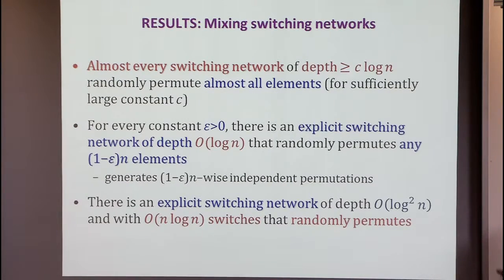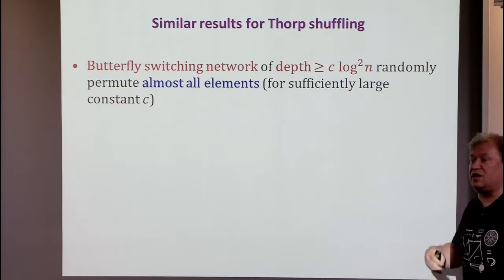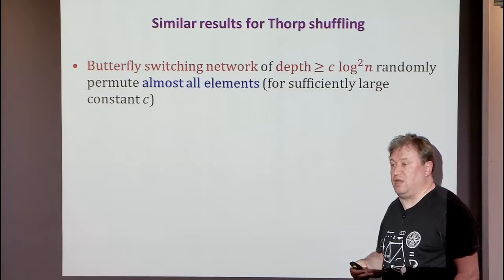And also, we had a similar result for Thorp shuffling, which I will not really be talking about here, but we can show that if we have depth log n square, we can again randomly permute 99% of the elements.